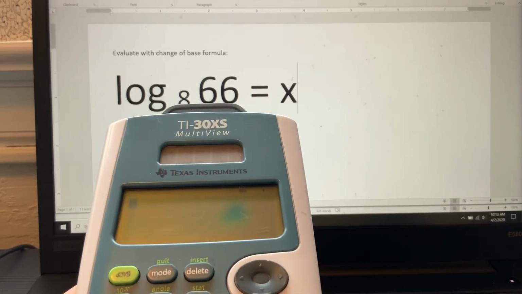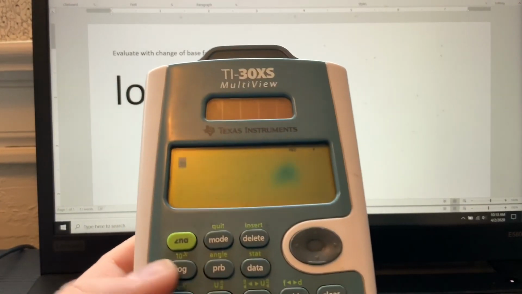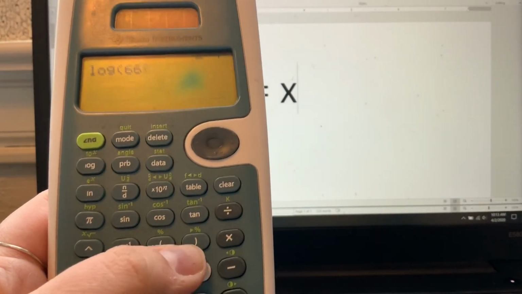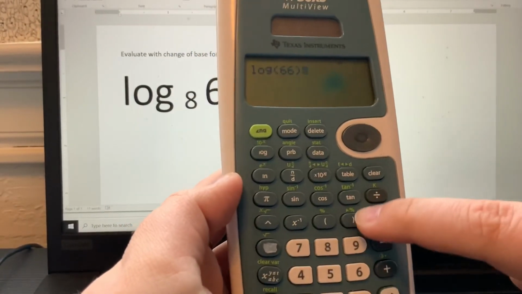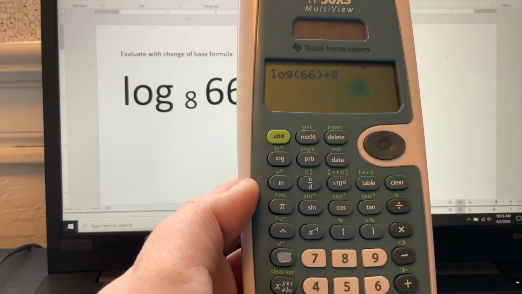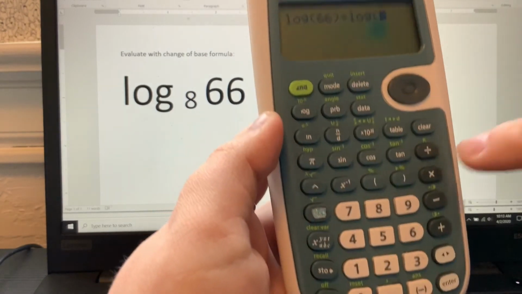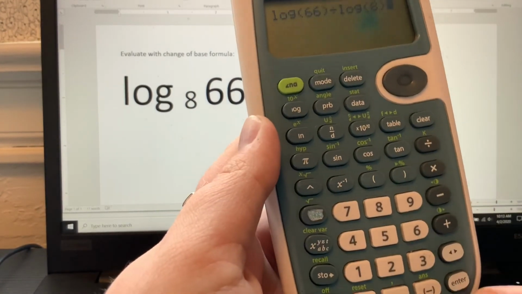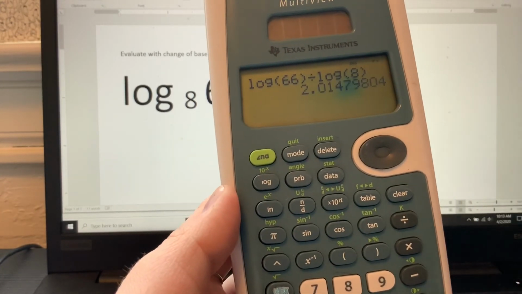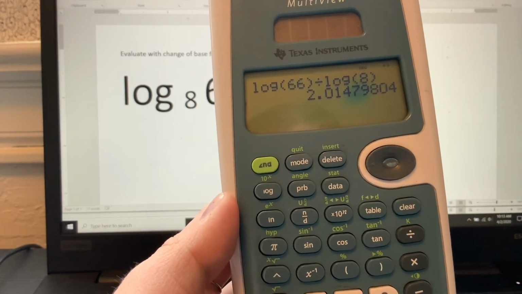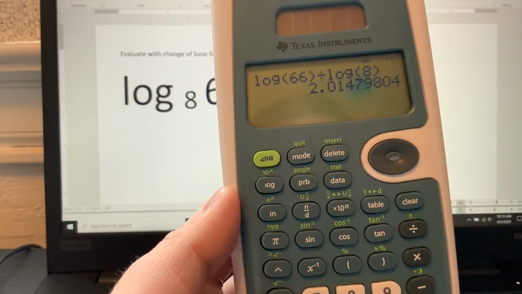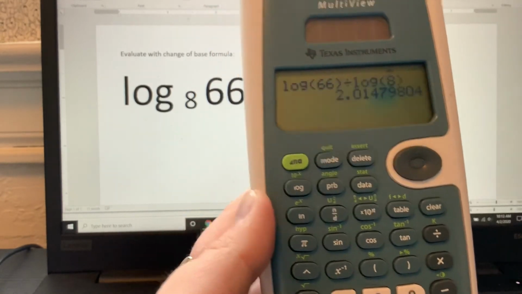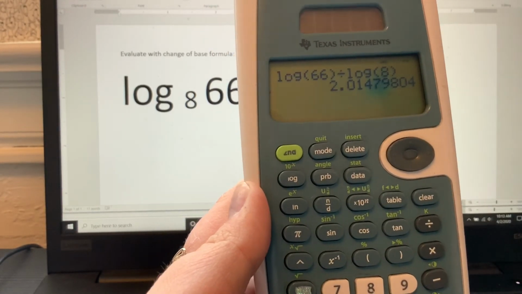So log base 8 of 66, all I'm doing is using this log button right here. And I'm saying log of 66, and then close parentheses, using that button right there, divided by log of 8. And then I like to put a close parentheses on the end again, and then I can hit enter. And that will get me that number that we came up with in the video, 2.0147.